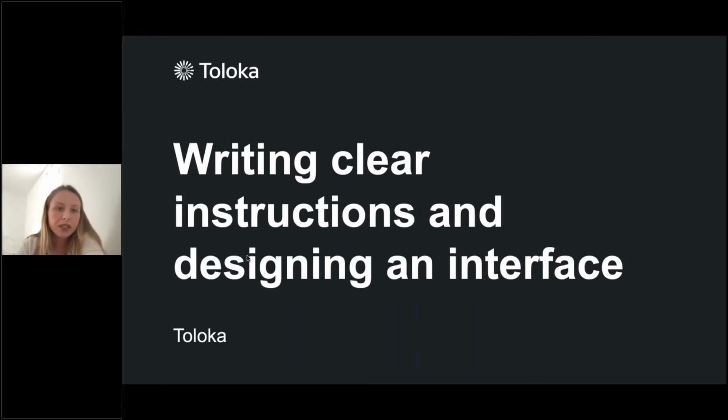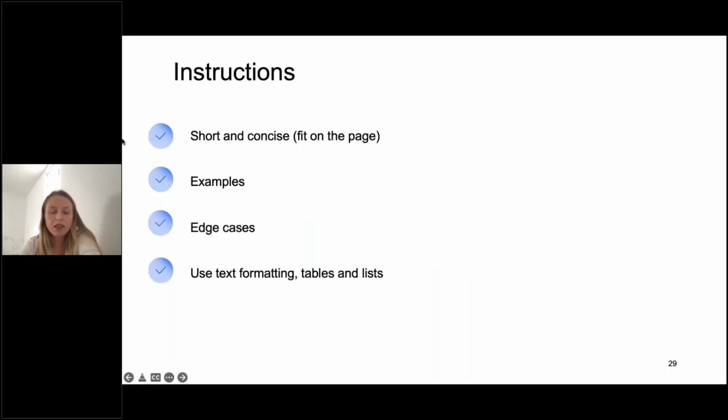And another thing that we have to focus on when we design such tasks is writing clear instructions and designing good interfaces. And I would like to start here with some very basic tips regarding instructions. They should be short and concise. Usually we say they should fit on 1 page. They should illustrate examples and they should cover some edge cases.